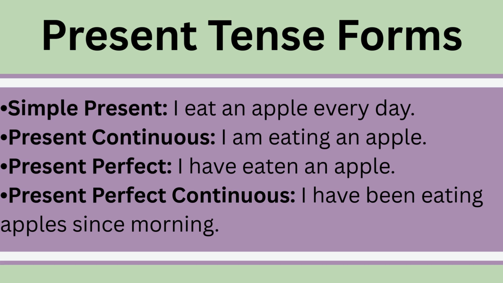Present tense forms. Simple present: I eat an apple every day. Present continuous: I am eating an apple. Present perfect: I have eaten an apple. Present perfect continuous: I have been eating apples since morning.